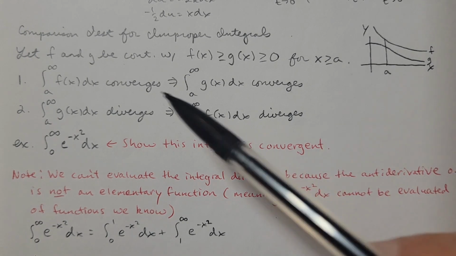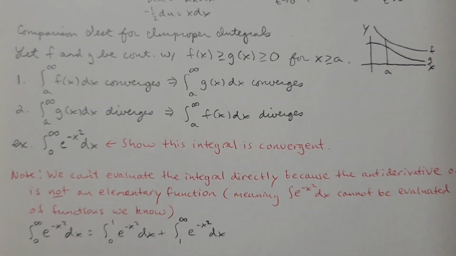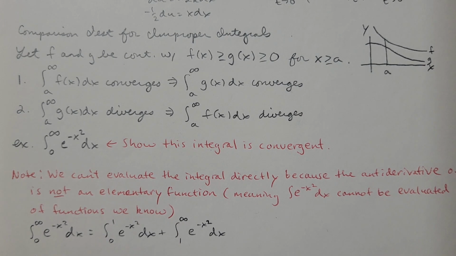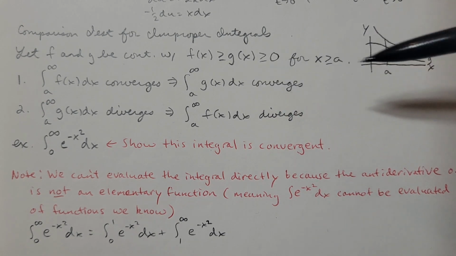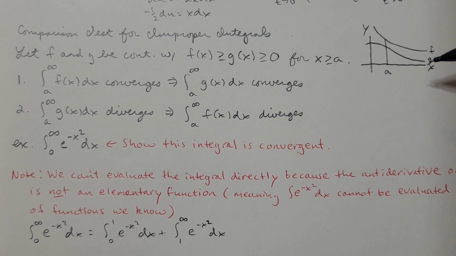Then if the integral going from a to infinity of f of x dx converges, well, something smaller than that is going to be also convergent. So the integral going from a to infinity of g of x dx, that's also going to converge. And convergent again just means that the limit exists. You have a finite number.